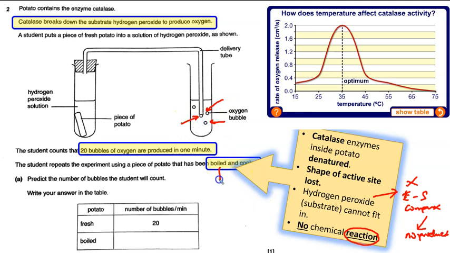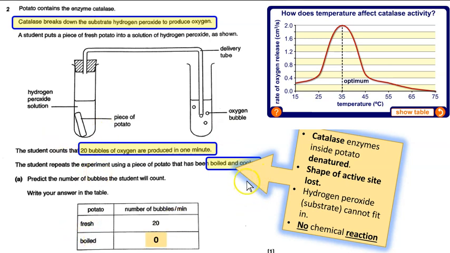When you see oxygen bubbles, right? So since the enzyme has been denatured, the shape of the active site is lost, therefore no reaction because it cannot combine. So if there's no reaction, will you see any bubbles? The answer will be no, you won't see any bubbles because there is no chemical reaction. Therefore, the number of bubbles that the student will actually see when she uses a boiled potato will be 0 bubbles. Okay, so that will be 1 mark. You just have to write 0.